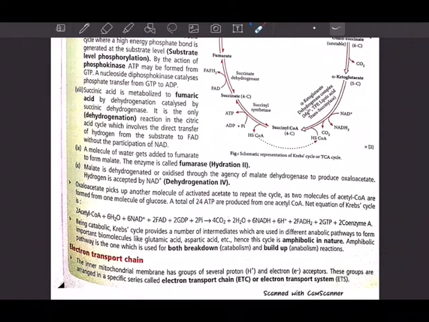So what happens? 4 CO2, 2 H2O and 6 NADH, and each NADH is equivalent to 3 ATPs, right? So 6 into 3, 18, and FADH2, 2 molecules, 2 into 2, 4. 18 plus 4, 22. 22 plus 2 GTP, 24. 1 GTP is equal to 1 ATP. That's how we are arriving at the net calculation of 24 ATP molecules, okay? Now, this is the overall net reaction of the TCA cycle or Krebs cycle.